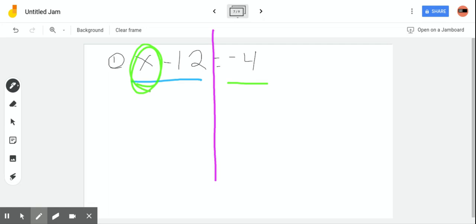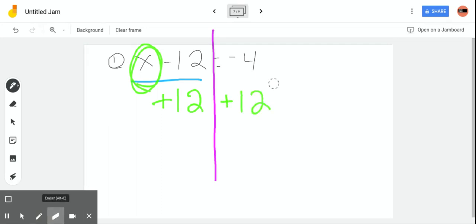What's on the side of the equation with the x? It's a negative 12. So what's the opposite? Do the opposite of negative 12. So we need to add 12. But whatever we do to one side, we have to do to the other side. So on one side, we have negative 12 plus 12.